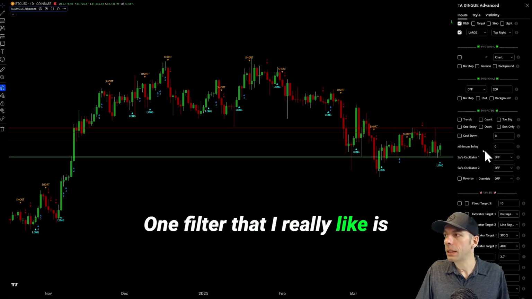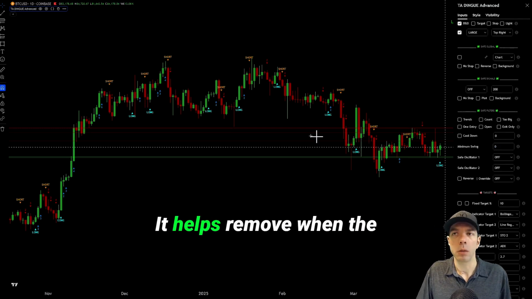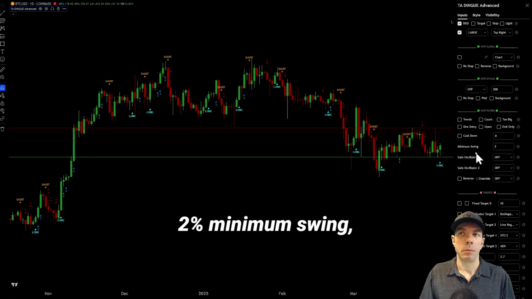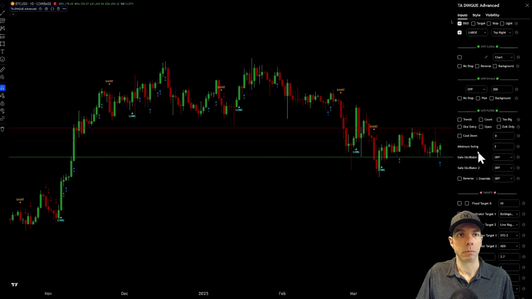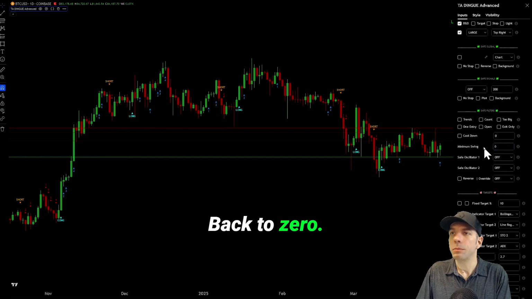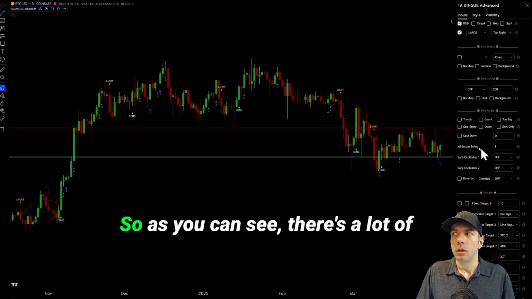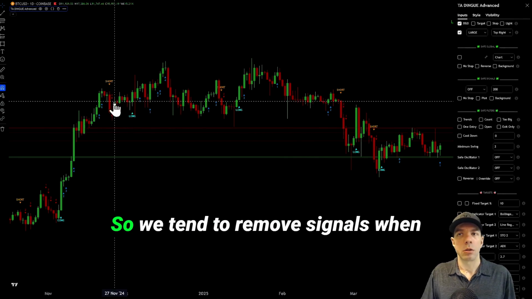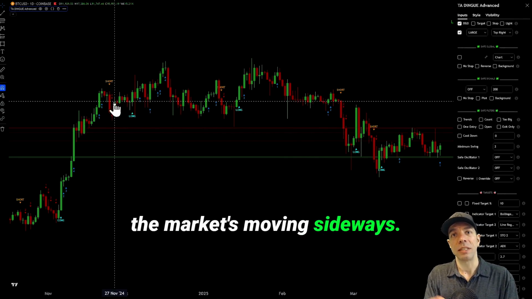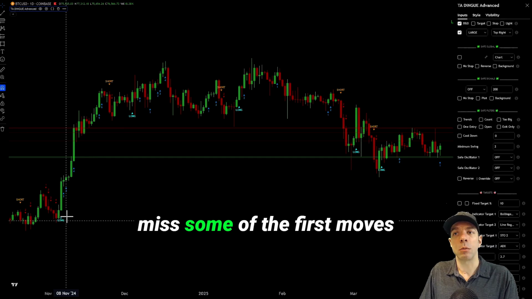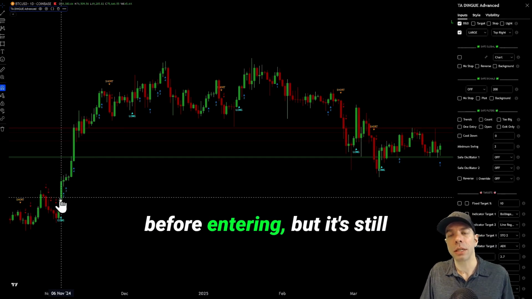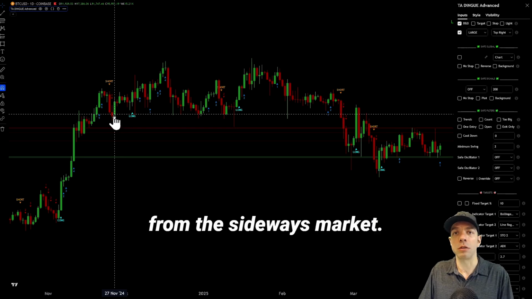One filter that I really like is the minimum swing filter. It helps removing when the signals are at the same level. Let's say we put a 2% minimum swing. Back to 0. So as you can see, there's a lot of signals that are filtered because they were too close to each other. So it tends to remove signals when the market's moving sideways. The downside is that you might miss some of the first moves because it's going to have to get away from the previous signal before entering, but it's still going to remove a lot of noise from the sideways market.